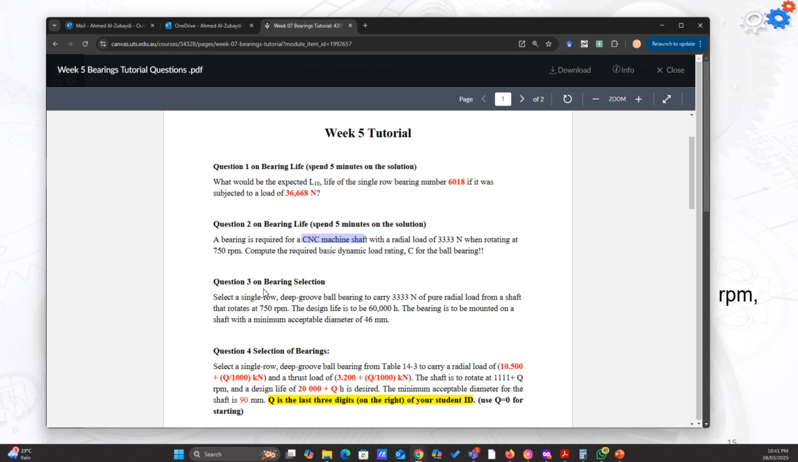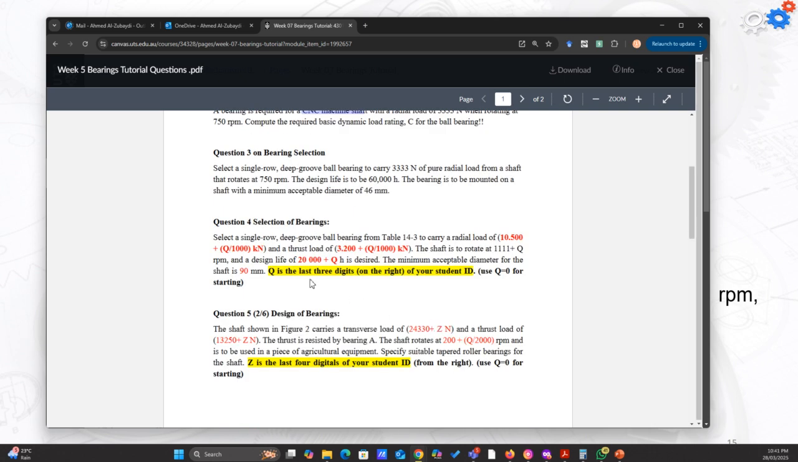Let's check the other one, which is going to be about the bearing selection. Now we have a single row deep groove ball bearing to carry 3,333 Newton of pure radial load from a shaft that rotates at 750, something similar to the previous example. Design life to be 60,000 hours. The bearing is to be mounted on the shaft with a minimum acceptable diameter of 46. The other question is select the single row deep groove ball bearing from the table 14 and 3 to carry the radial load of 10,500 plus whatever the value is.